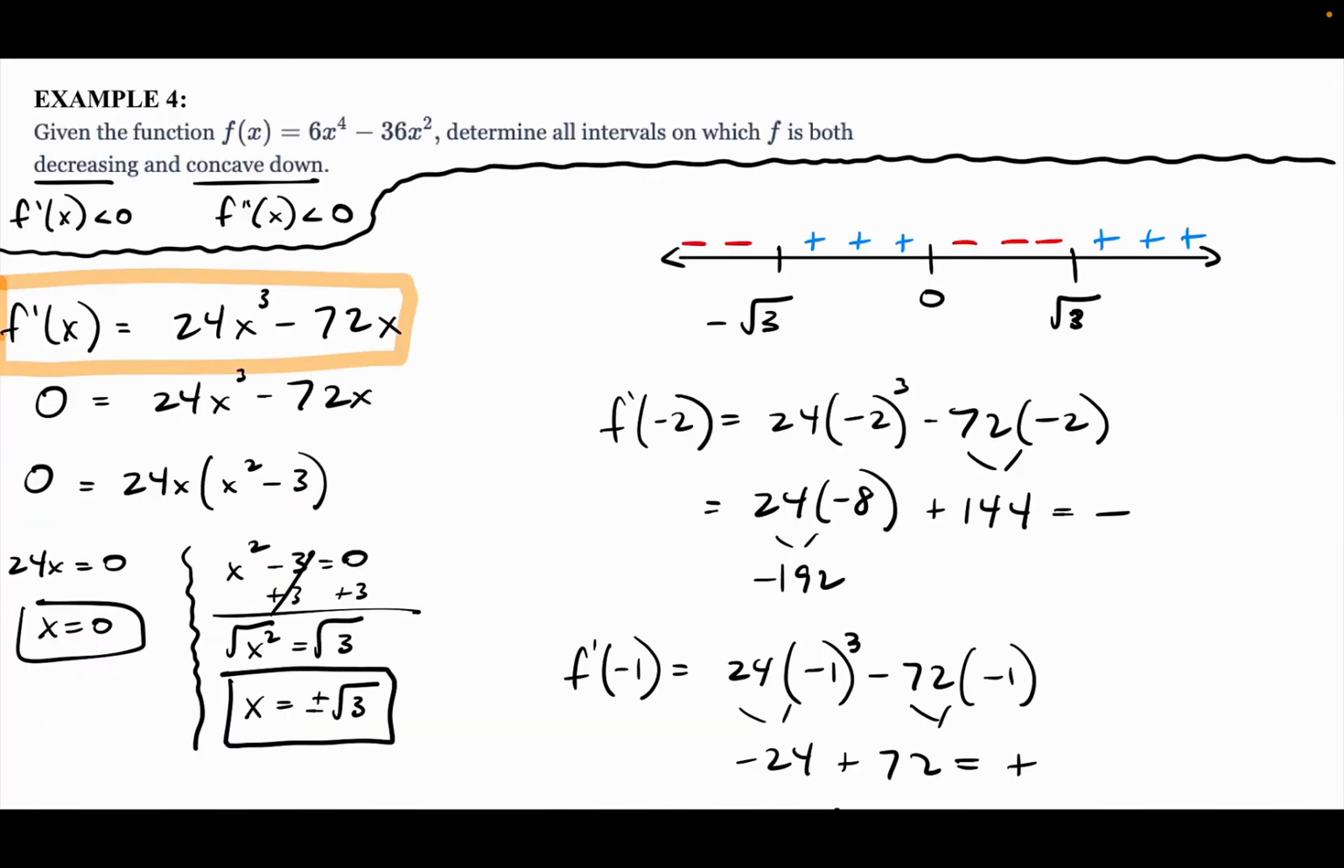Okay, so decreasing and concave up means the first derivative is negative and the second derivative is positive. It's going to be right here. Let's see. Wait, and right here. No, right here. Right here too. Those two. Okay. So let's write this up.